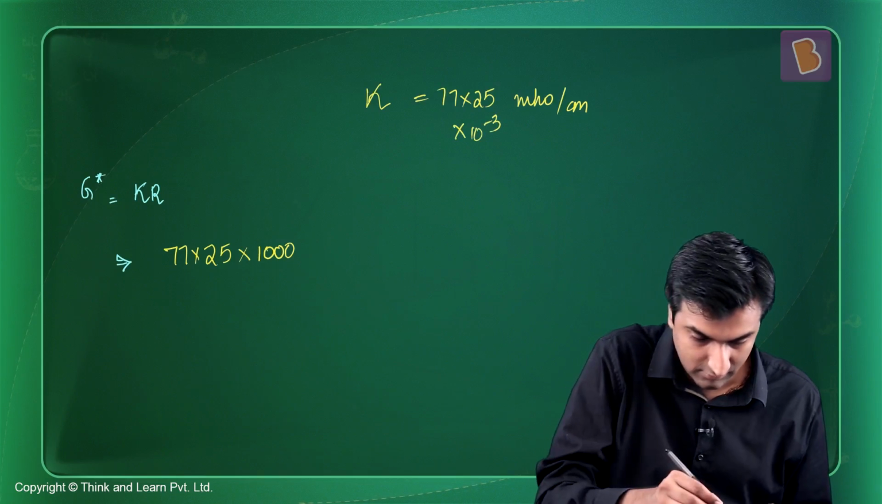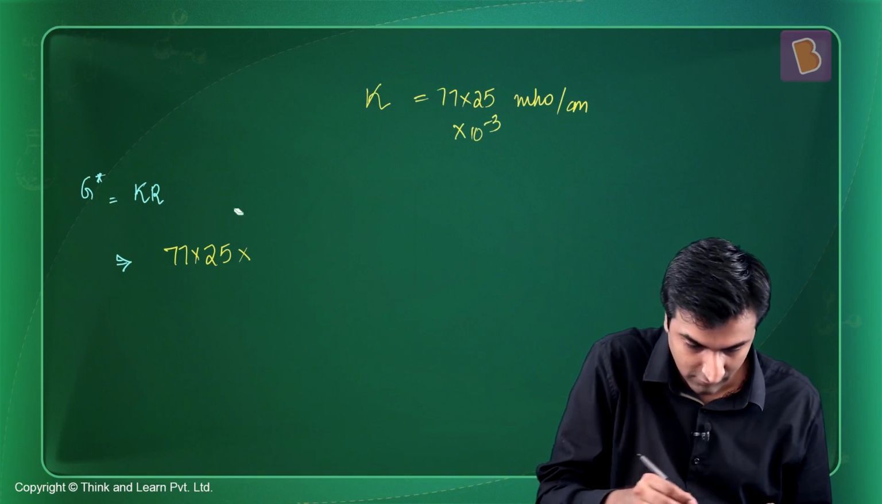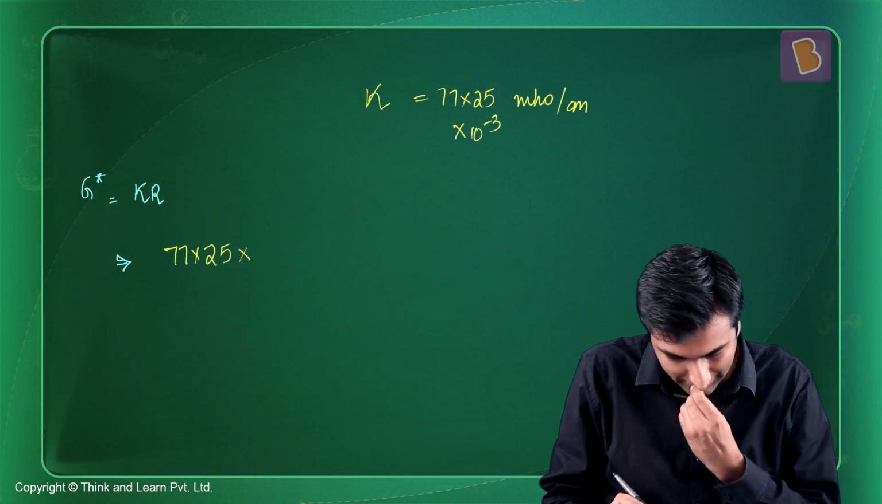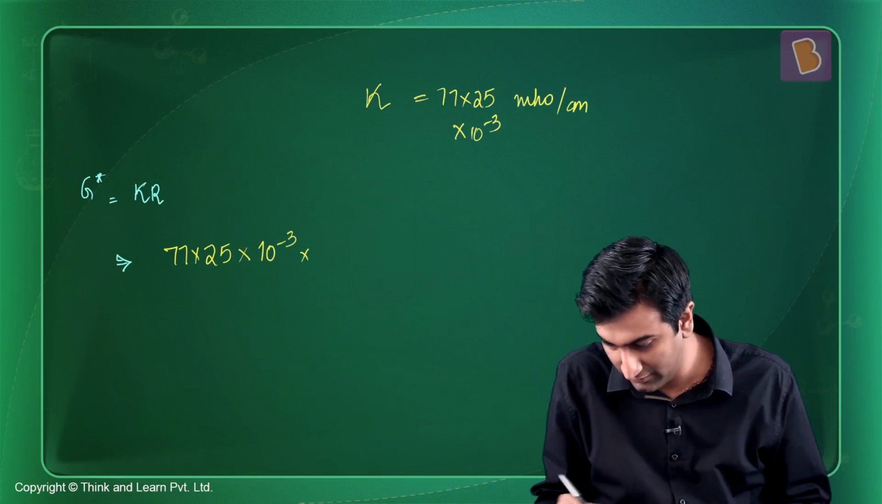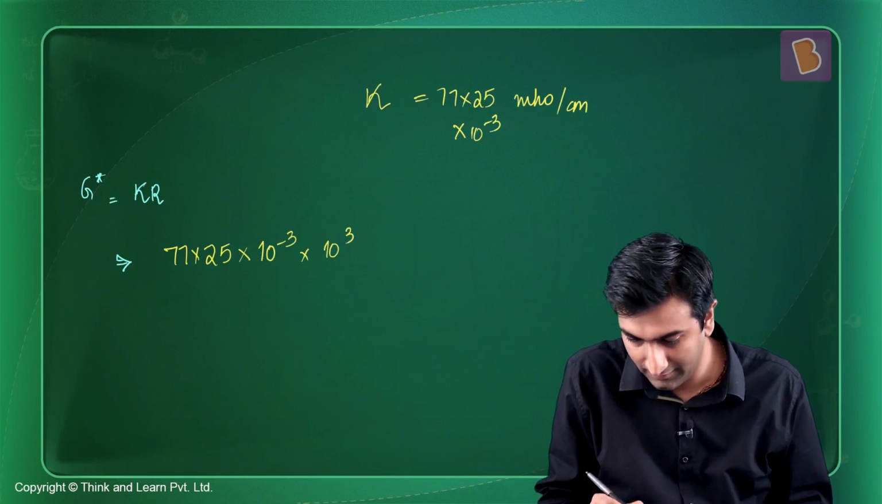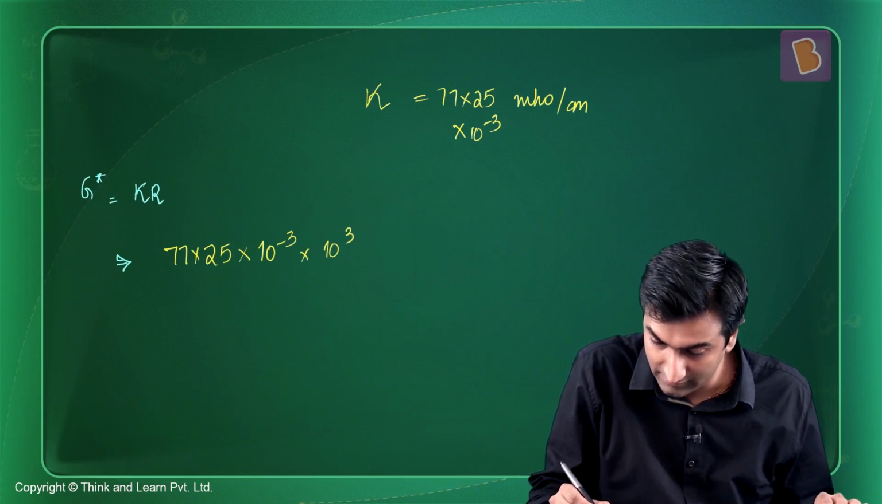Okay, let me erase this so that there's no confusion. Yeah, there's a 10 power minus 3 here. So this is 10 power minus 3, and then there's another over here. From here we get 10 power 3. Okay. Oh, and there's another 10 power minus 4.